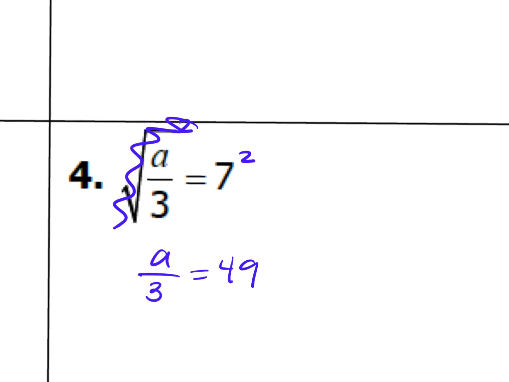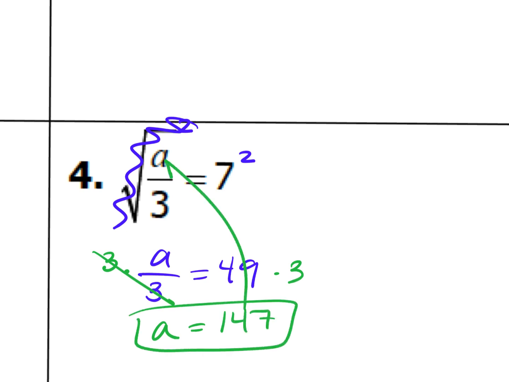How do you solve that for a? Multiply by the reciprocal, or multiply by the denominator really is what you're doing here. So a is 49 times 3, which is 147. And then again, you would plug 147 in here to check it. 147 divided by 3 is 49. The square root of 49 is 7. So it checks out. Good on that?